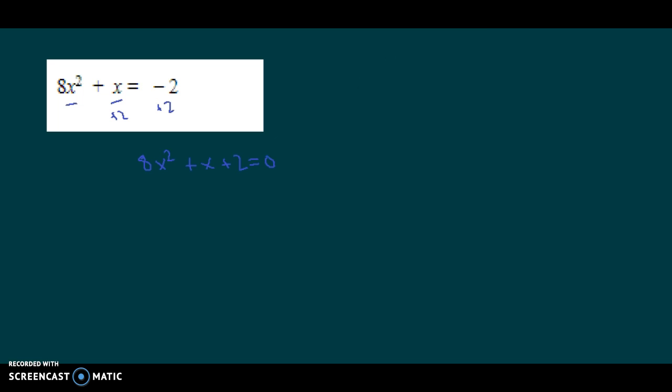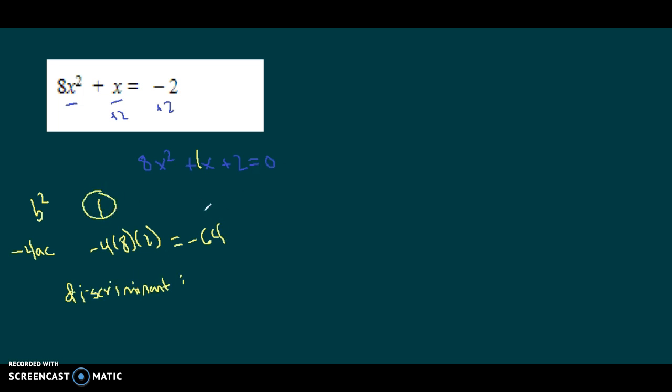And this looks like a good candidate for my quadratic formula. So I'm going to figure out that discriminant. I'm going to figure out that b squared, which of course b in this case is 1, so b squared is 1. And then I'm going to figure out negative 4ac. Negative 4ac would be negative 4 times 8 times 2, which is negative 64. So my discriminant, the combination of these numbers, 1 minus 64, which of course is negative 63.